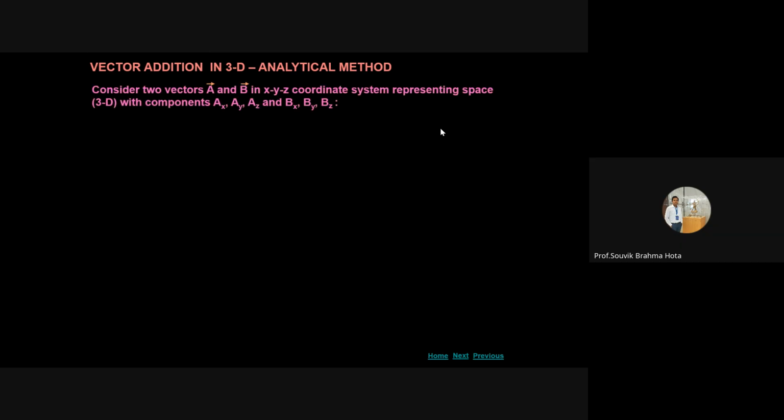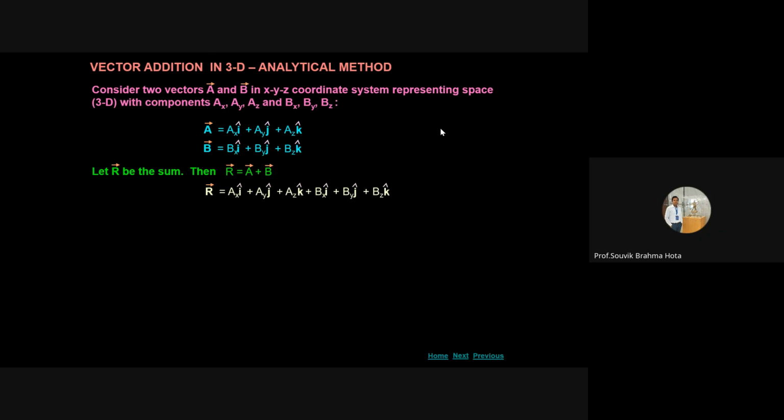Now, vector addition in 3D. In 3D also, if you have these two vectors A and B, definitely they have three directional unit vectors. They are Axi plus Ayj plus Azk, and here also Bxi plus Byj plus Bzk. Now add them. Let R be the sum, R is A plus B. R is equal to Axi plus Ayj plus Azk plus Bxi plus Byj plus Bzk.